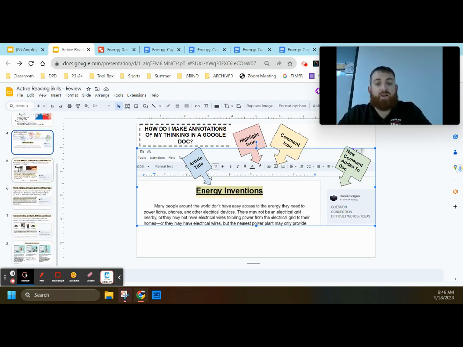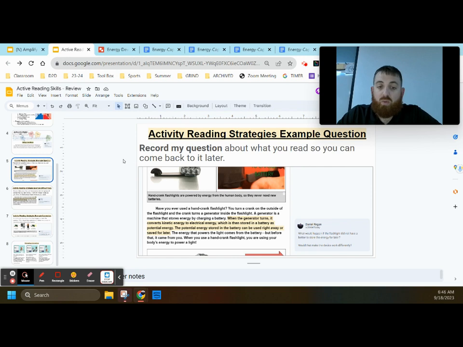So let's go ahead and look at an example or set of examples for those questions, connections, difficult words, and ideas. So let's say we were reading our hand crank article and we had to record a question about what you're reading so we can come back to it later. And you read the section that when the generator turns, it converts kinetic energy to electrical energy, which is then stored in the battery as potential energy. The potential stored energy in the battery can be used right away or saved for later.